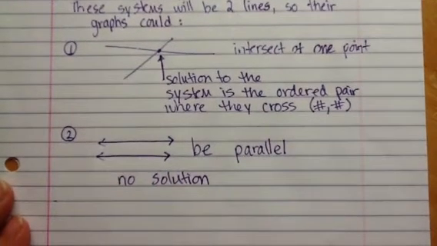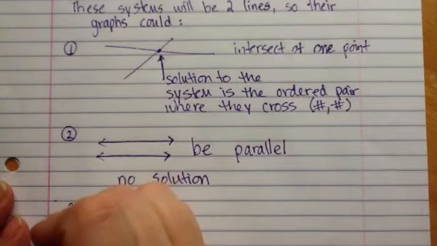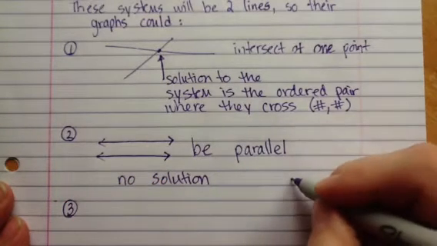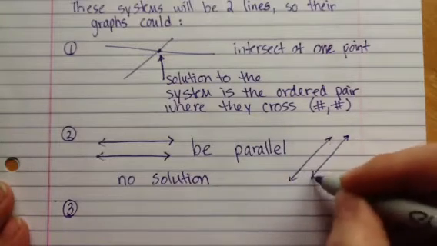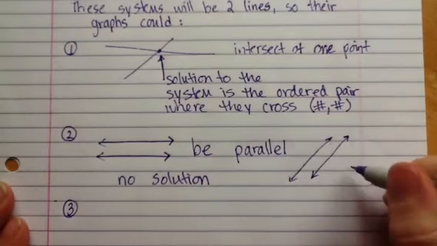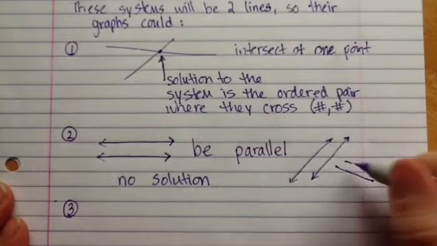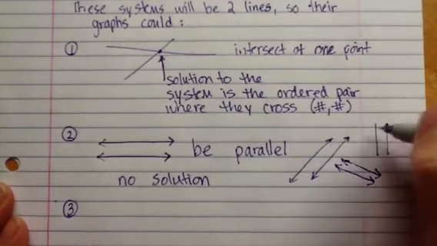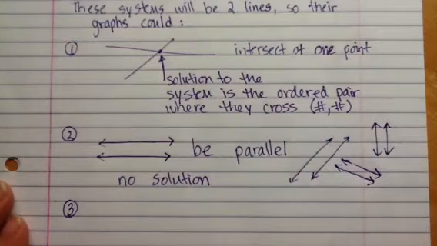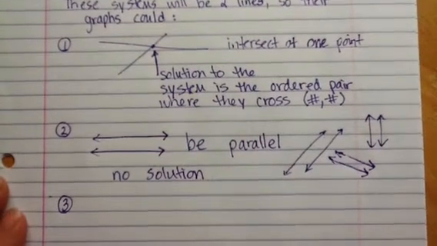There is a third possibility. Well, by the way, the parallel lines don't have to both be horizontal. They can both be slanty, they can both have a negative slope or a positive slope. They could both be vertical. They could be any of those kinds of parallel lines.